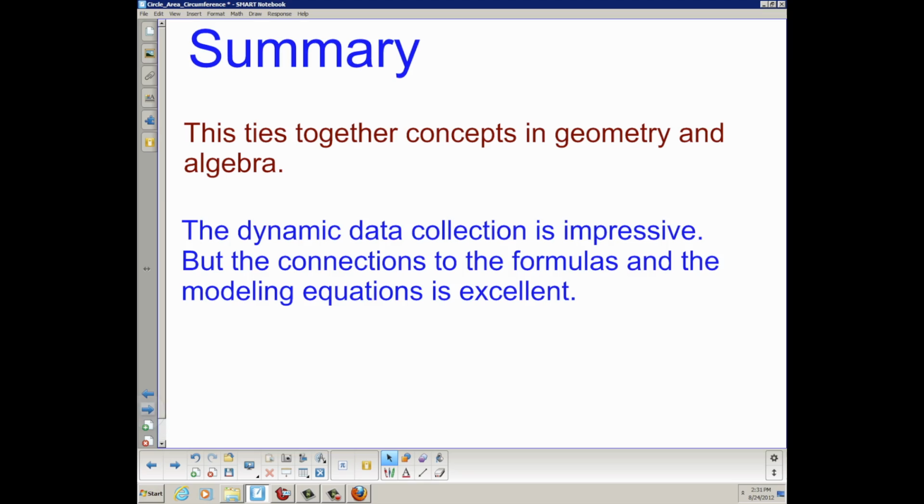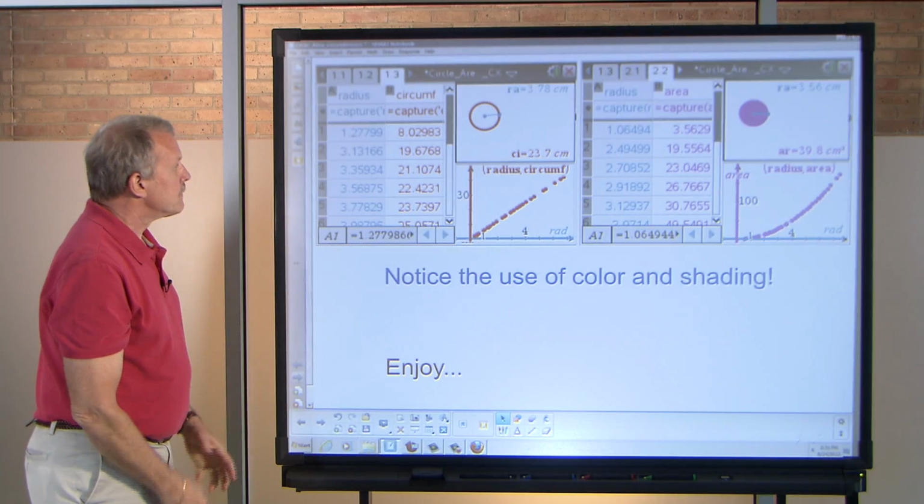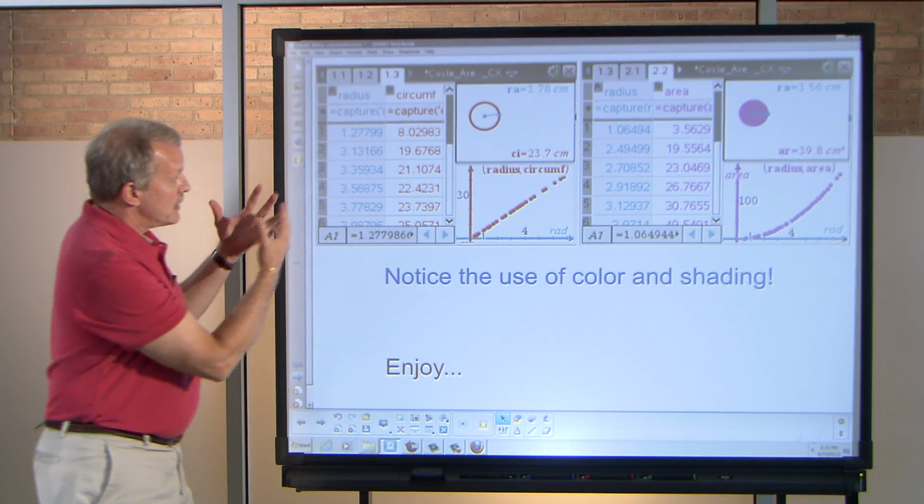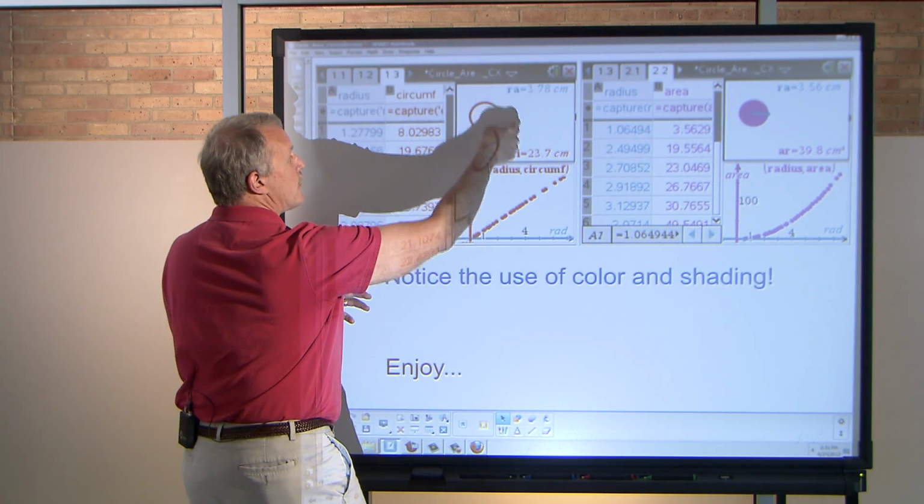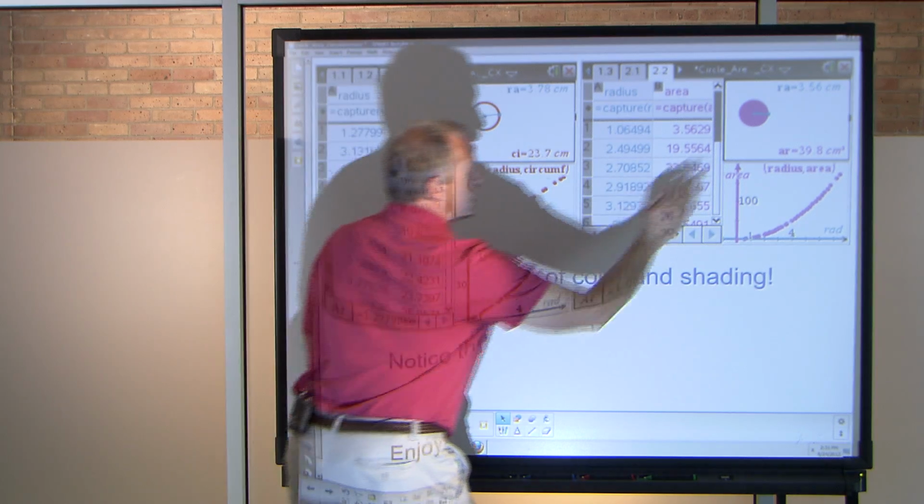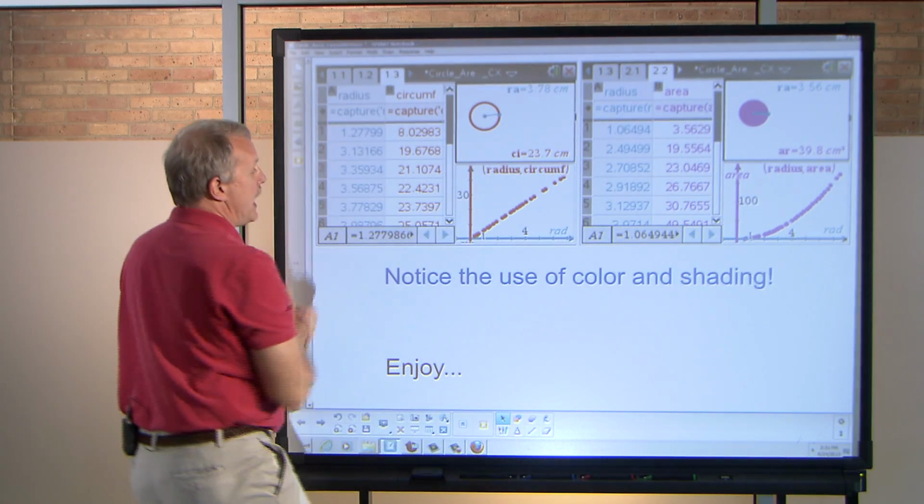All that is there. So to summarize, this activity we just did ties together concepts in both geometry and algebra. And the dynamic data collection is impressive, but the connections to the formulas that we do by mathematical modeling is just excellent, truly excellent. So just to show you the difference here, how I use color, also how I use shading. For the circumference, it's the outline. For area, it's shaded pink in the color coordination there, both on the graphs and in the tables.